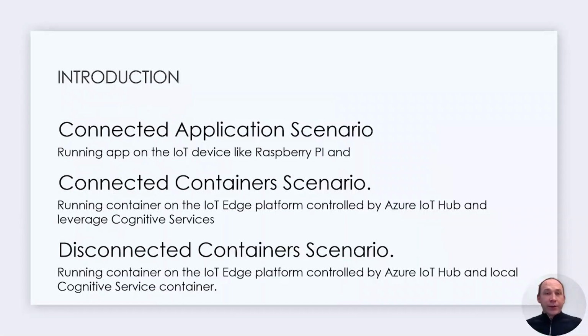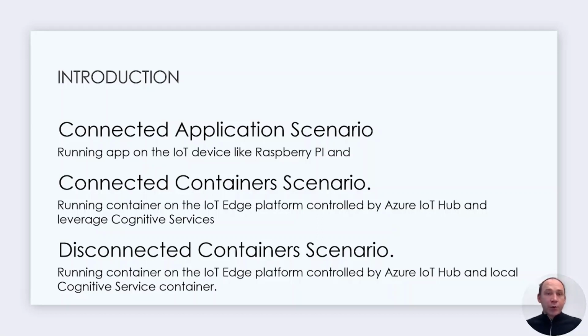Let's take a look at the three main types of scenarios. We have a connected application, when we run code on an IoT device like Raspberry Pi, which is connected to cognitive services in Azure and does some analysis and takes back the response.